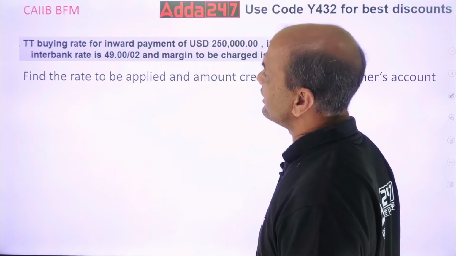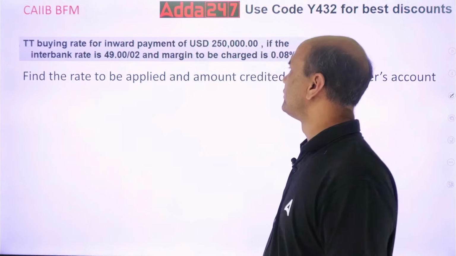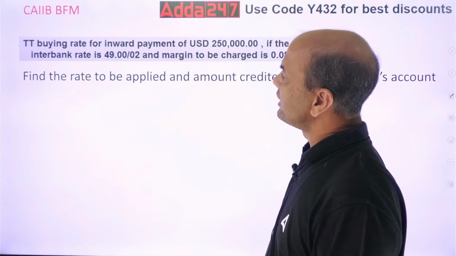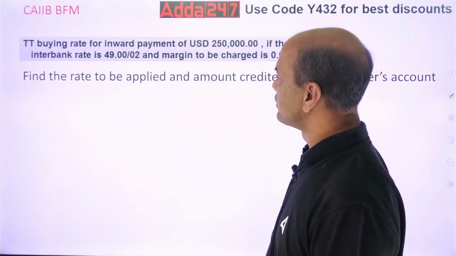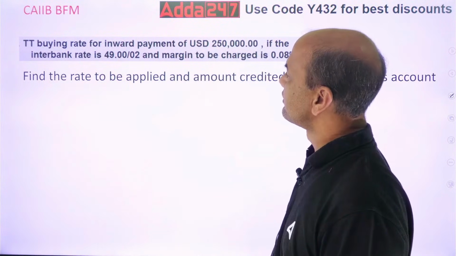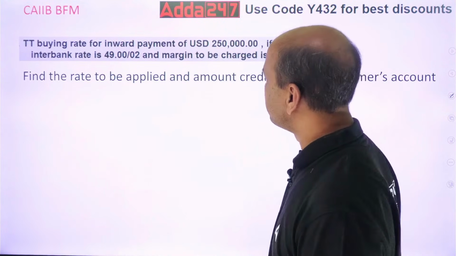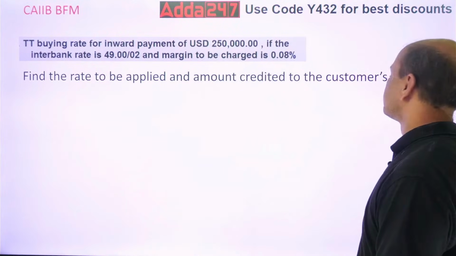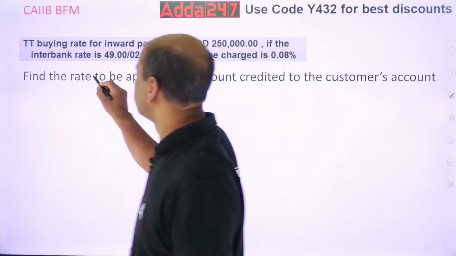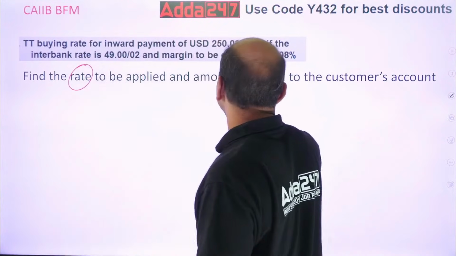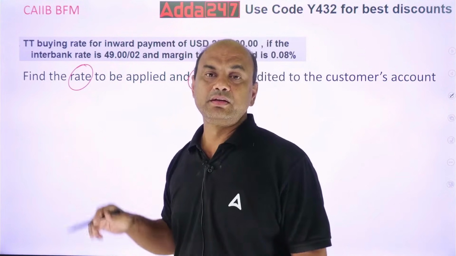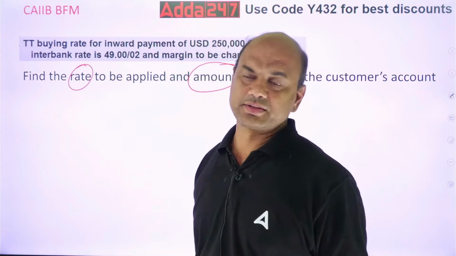TT buying rate for inward payment of USD 2,50,000. If the interbank rate is 49.0002 and margin to be charged is 0.08%, find the rate to be applied and amount credited to the customer's account. Now, two things are asked over here. Rate and amount, both are asked. In earlier problem, only rate was asked. Here, rate and amount, both are asked.